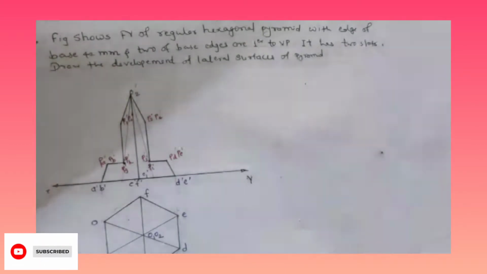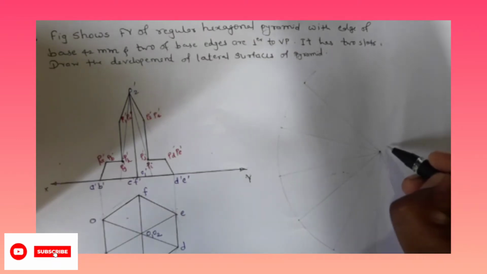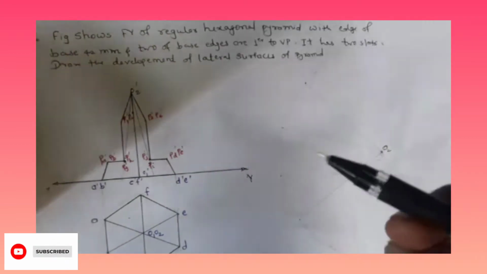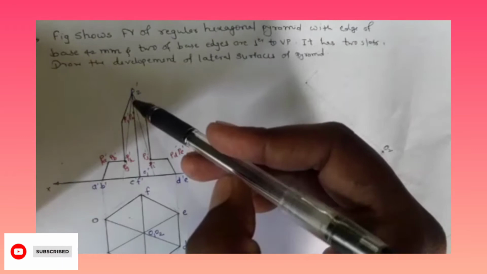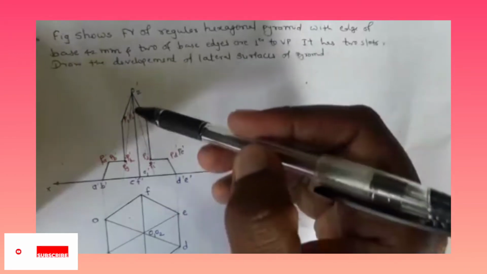So for that we are doing the procedure. What we need to do here: first of all, mark the center point, O2, this point we have taken now. Then upwards, after taking the center, we have to draw an arc over here. The radius we take for this arc will be equal to the slant height or the lateral edge of this hexagonal pyramid.